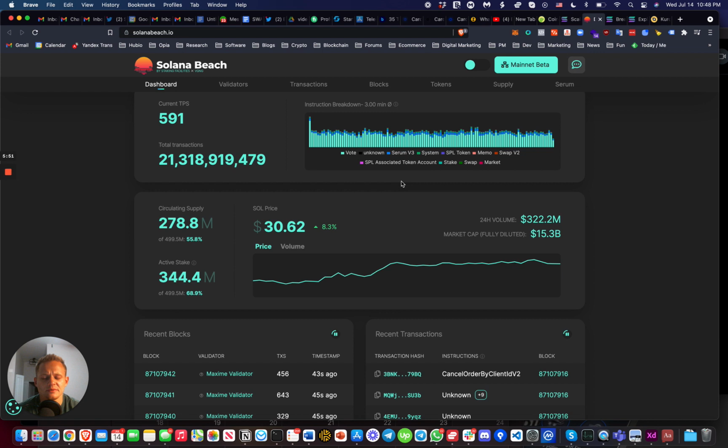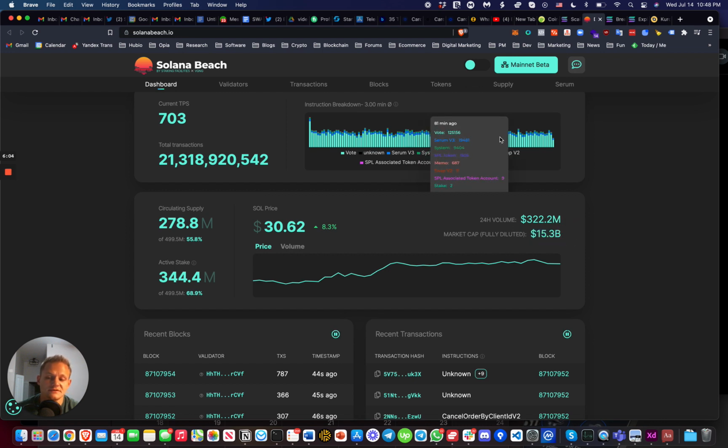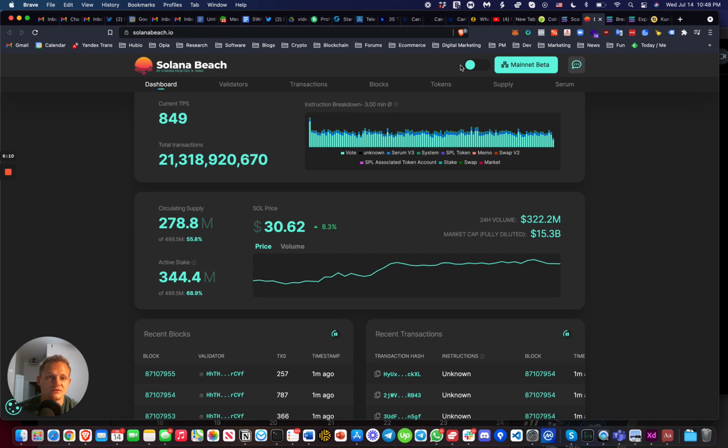Alright, circulating supply 278 million. It's actually not much. That's a pretty good price for the volume. Their market cap is 15 billion. I'd say it's pretty fair. I still think they do have some wiggle room up, especially with the market being as low as it is right now.